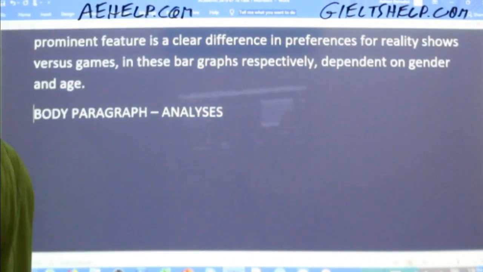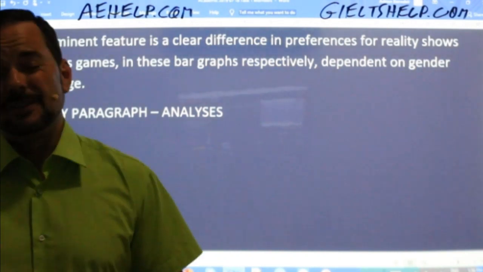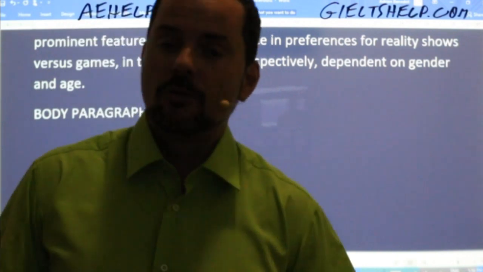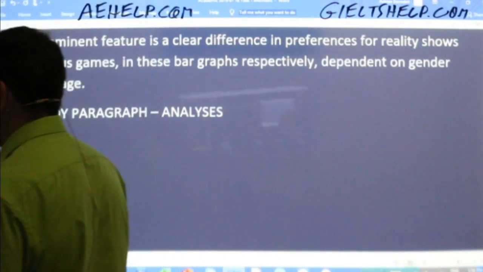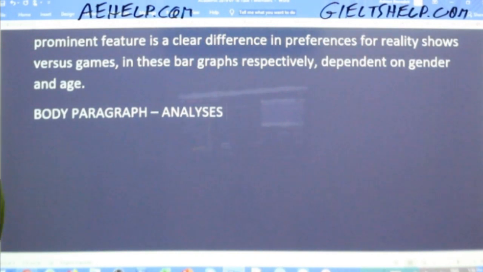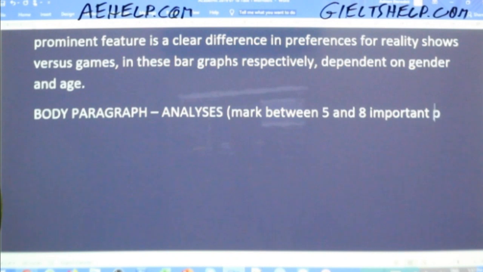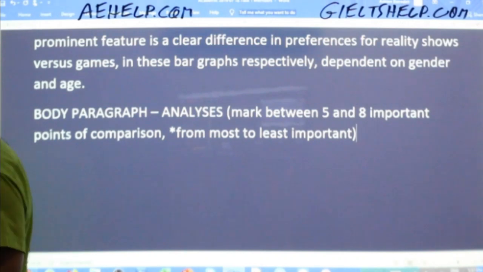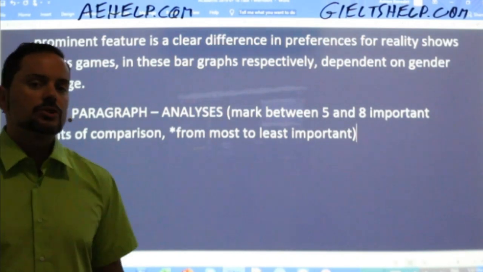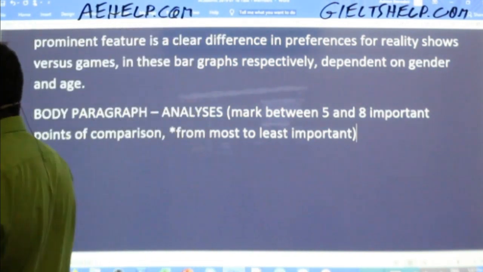How many points should we have if we want to write, let's say, a 200-word essay? 150 is the absolute minimum, so we should be aiming for about 180 words. Good, so Rahul says mark at least 5, okay? I usually say between 5 and 8. You're right, Rahul. So mark between 5 and 8 important points of comparison from most to least, always, students, from most to least important. So don't just start marking any piece that comes to mind, but it has to be from most to least important, okay? So let's do that.